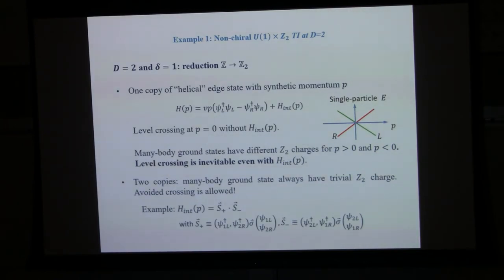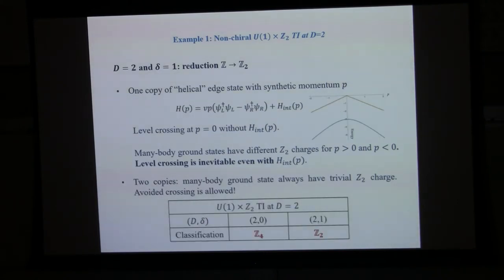So this means that in principle, by tuning this P, it's possible to turn on an interaction which avoids the level crossing. Indeed, we can design a very simple interaction. This actually is a 0+1-dimensional quantum mechanical problem, which can be solved exactly. We can design the interaction, and indeed, with this interaction, by tuning this P, we can see that there's always a gap between the many-body ground state and the excited state. Which means that the level crossing at the boundary is actually avoided, which means that the system becomes a trivial synthetic topological insulator.